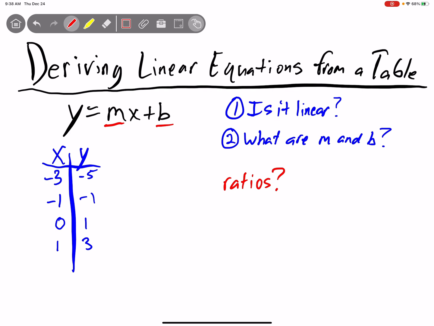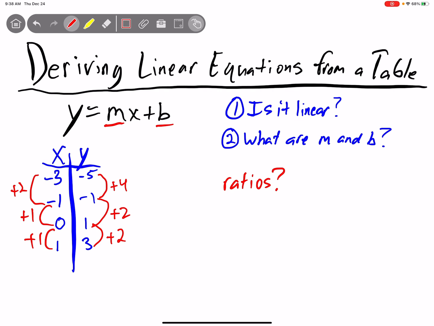So if I'm doing this, how does -5 become -1? You add 4. How does -1 become 1? You add 2. How does 1 become 3? You add 2. Well, how does -3 become 1? You add 2. Here you add 1. And here you add 1.